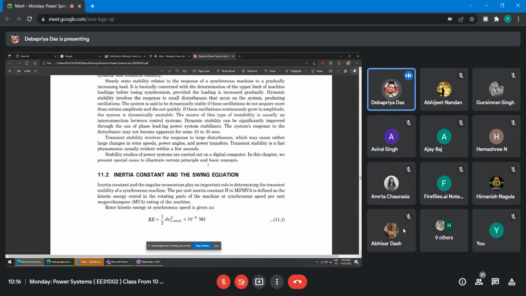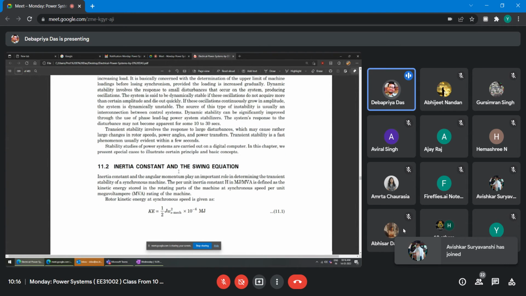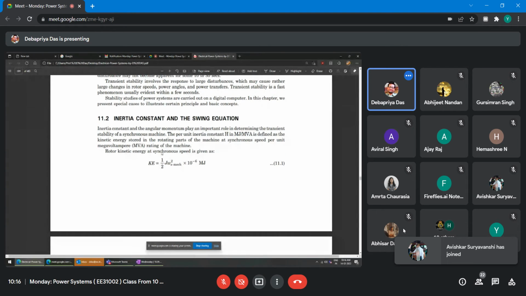And if you consider a multi-machine system, you cannot do it as a classroom exercise. You need software and computer simulation, then only one can analyze. It is not possible to do it as a classroom exercise. Now, inertia constant and the swing equation, right?